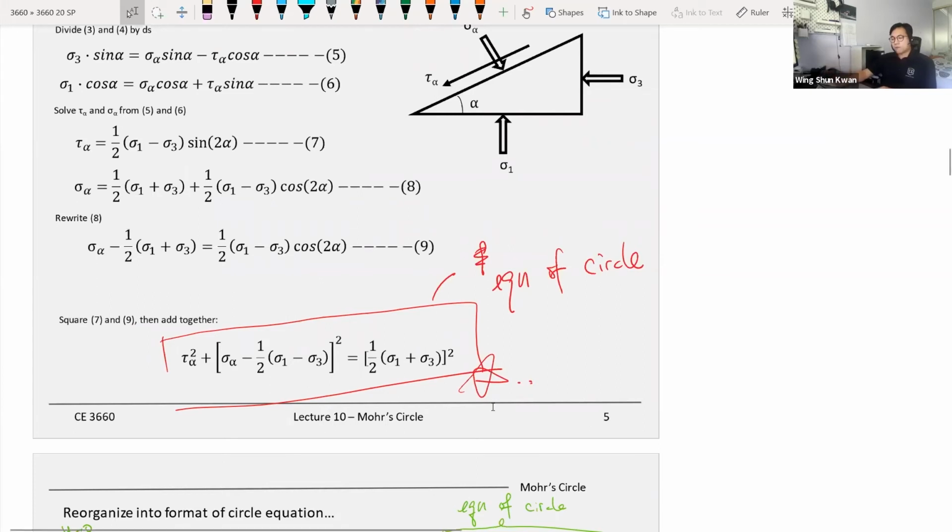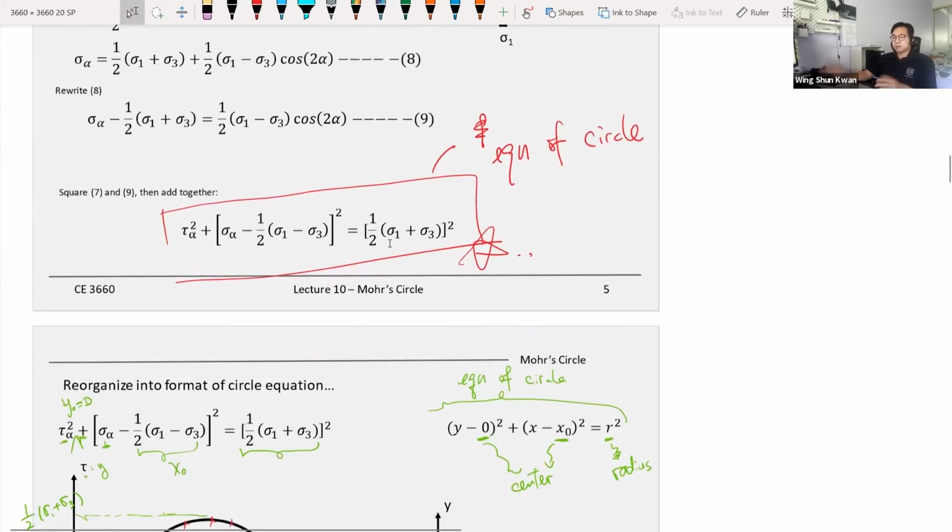So if you solve for this, in the case that you have sigma 1 and sigma 3, you try to find sigma alpha and tau alpha right there. Sigma alpha and tau alpha are pretty much the same thing as sigma x and sigma y. That's what we're doing now. Before, we went the other way around: from sigma alpha and tau alpha, you back-calculate sigma 1 and sigma 3.